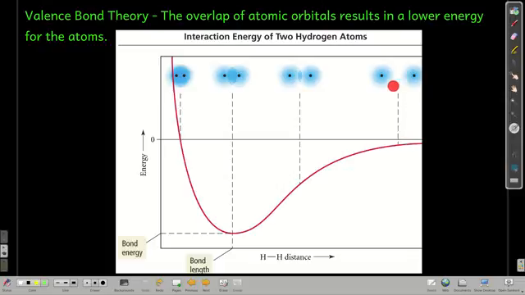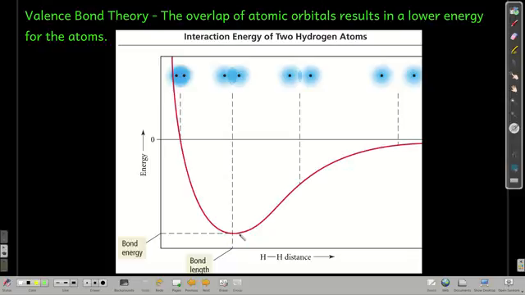As we start bringing these two atoms closer together, the 1s orbital on this atom and the 1s orbital on this atom start to overlap, which allows some of the electrons from each of the atoms to be right between the two nuclei, which lowers the energy. You get negative charges close to positive charges, you lower the energy. And the energy starts going down, and the closer those two atoms get to each other, the lower the energy gets.